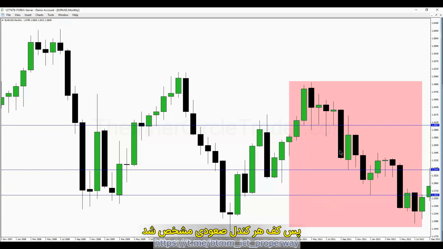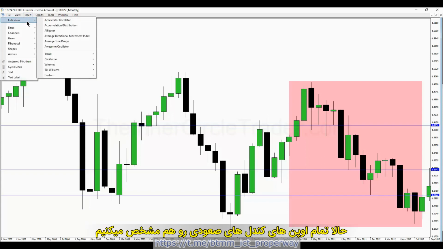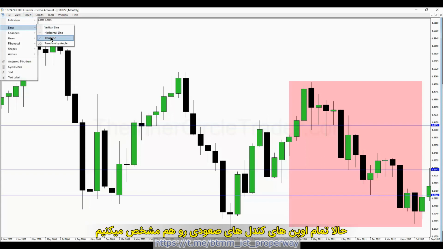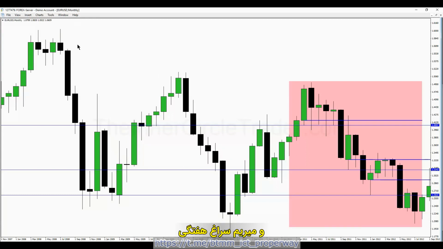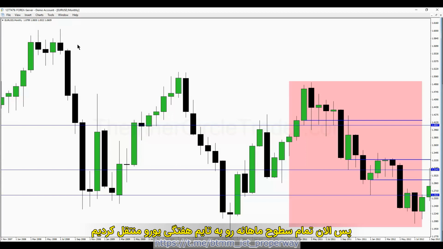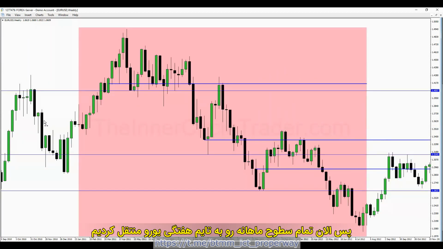So every up candle, okay, has its low noted. And we're also going to note all of the opens on the up candles. And we're going to drop down into a weekly chart. Okay, so now we have our monthly levels down on our weekly chart of the euro dollar.